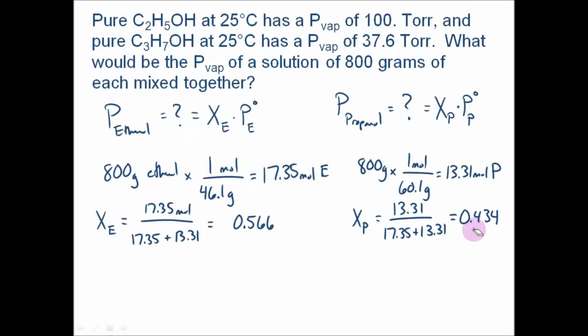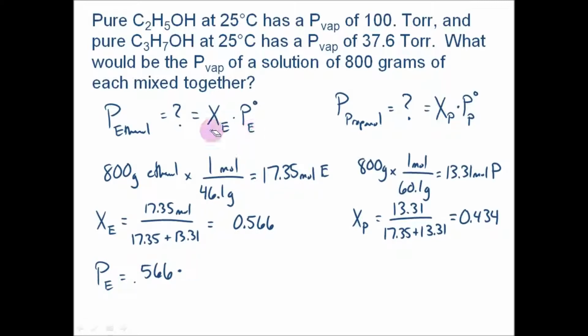Alright, you should notice right now, since we have a 2-component solution, our mole fractions, the 0.434 and the 0.566, would sum together to be 1. So once I found one of them, I could have subtracted it from 1 and had the other. But I wanted to show you the calculation here. So now we just find those individual vapor pressures.